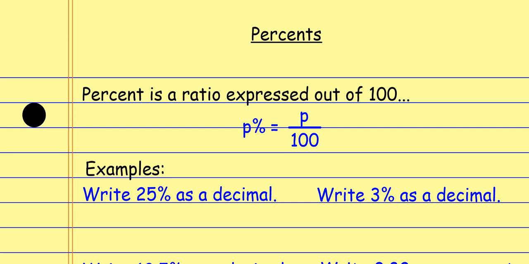Hi there, folks. Today we're looking at percents. And the thing about percents is percents are really just a ratio. And remember, a ratio is really just a fraction. So here it's a ratio expressed out of 100. In other words, it's a fraction where the denominator is 100. So if we see something like p%, that just means p over 100, all right?